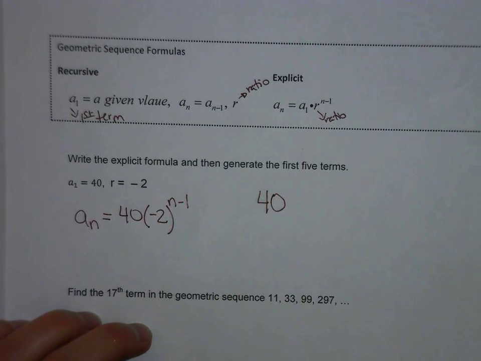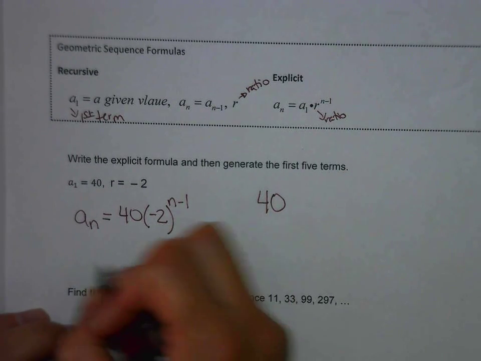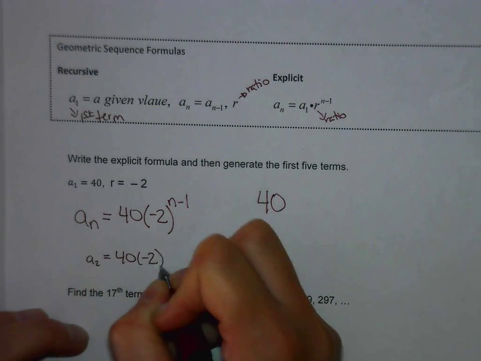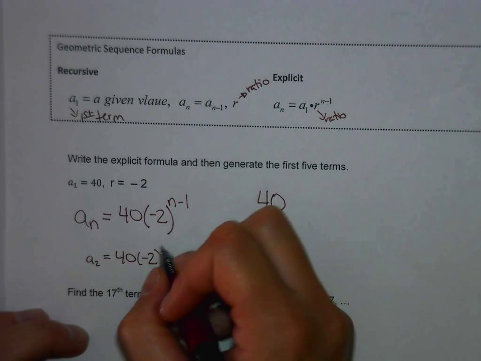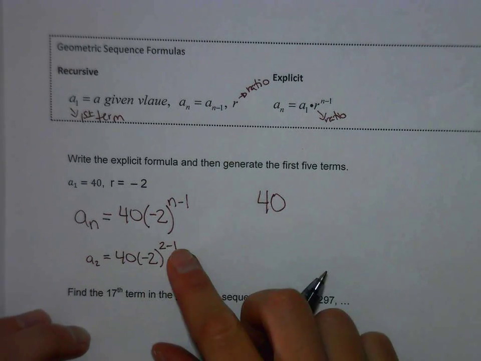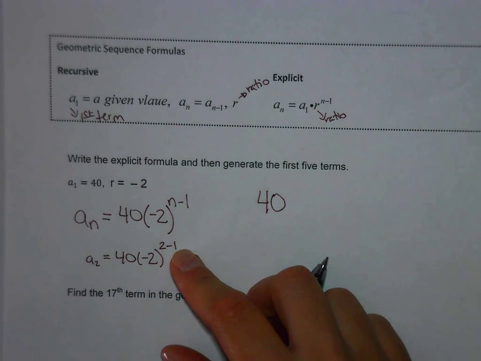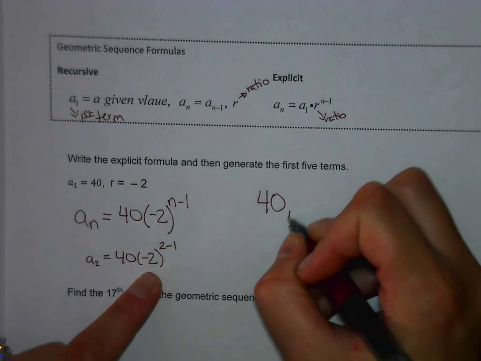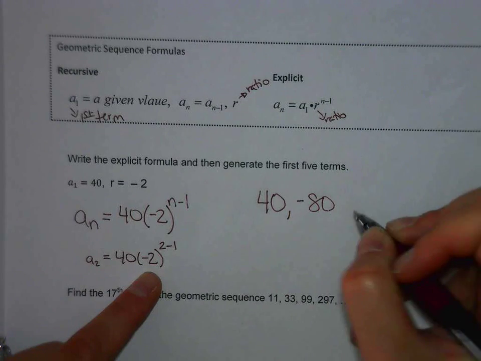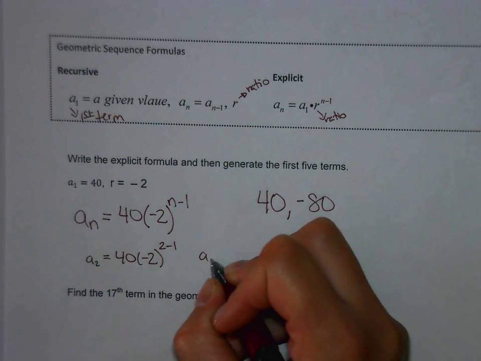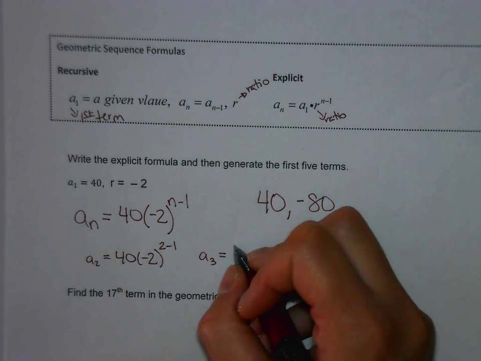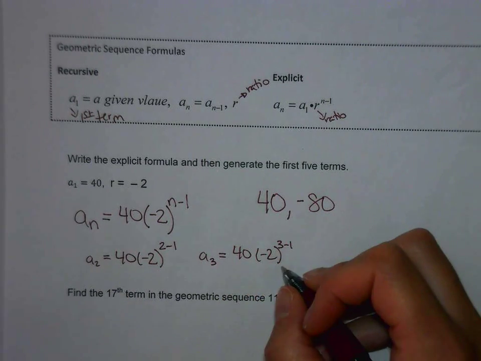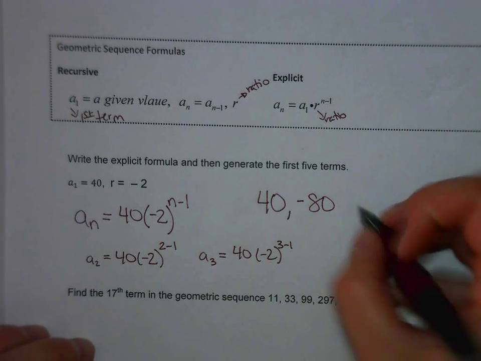So to find the second term, we would say, well, the second term will be 40 times -2 to the 2 minus 1, and 2 minus 1 is 1. So -2 to the first power is -2, and 40 times -2 is -80. So if we keep continuing that, A_3 would equal 40 times -2 to the 3 minus 1. And when we get that, we're going to end up with a positive 160.